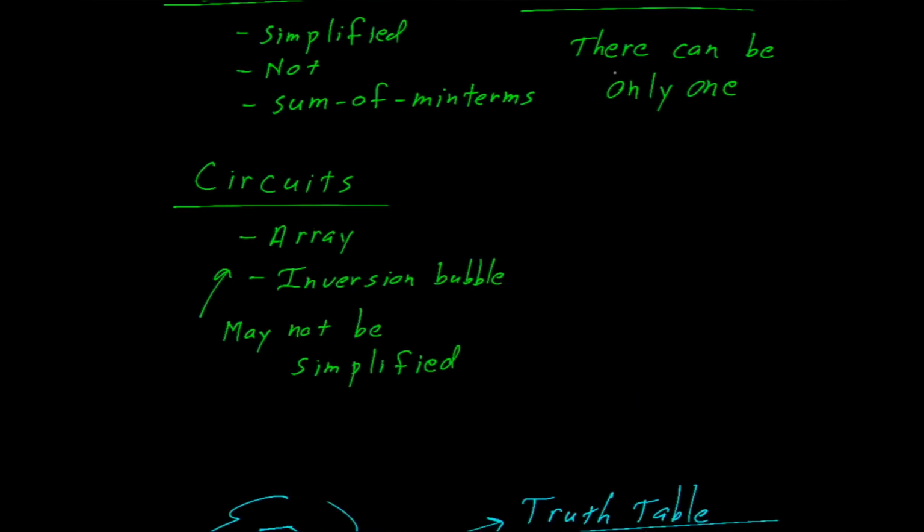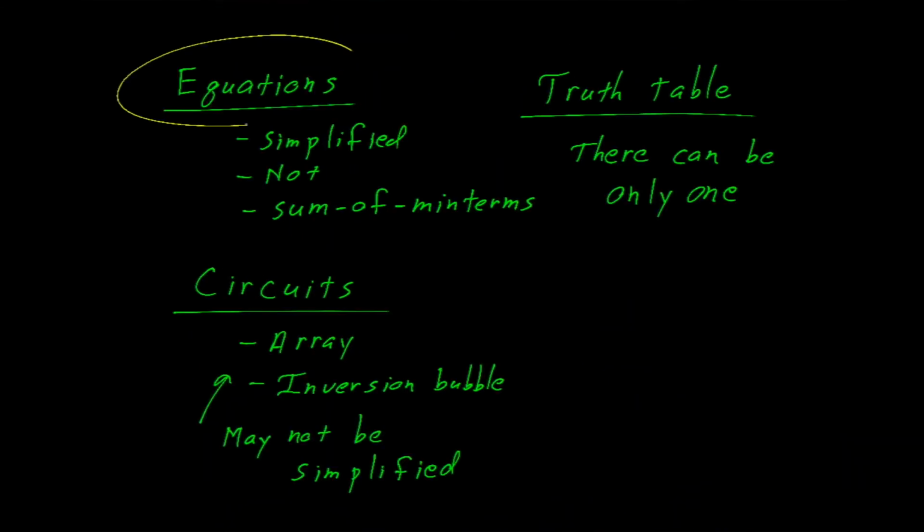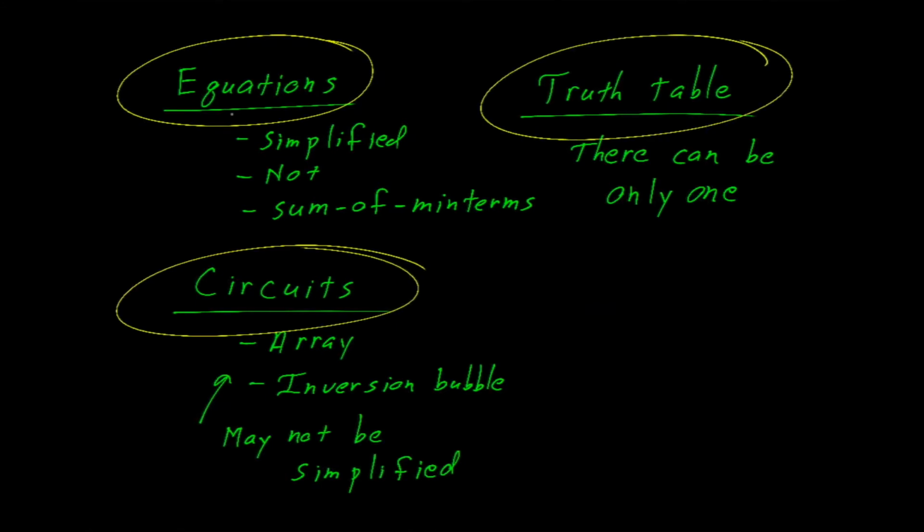As we implied earlier, we have equations, we have circuits, and we have a truth table. One of our objectives is to be able to transition back and forth between these various forms. Given a circuit, a logic gate circuit, we should be able to find a truth table. Given a truth table, we should be able to find an equation. Given any one of these three, we should be able to find the other two.